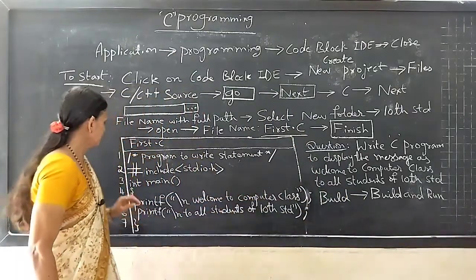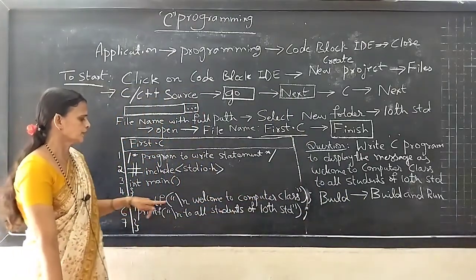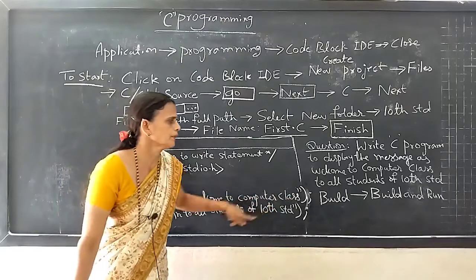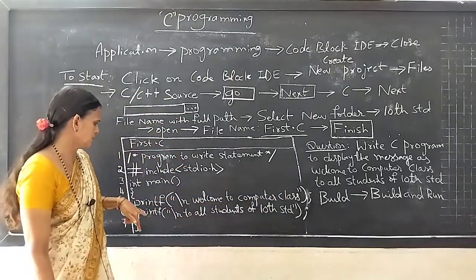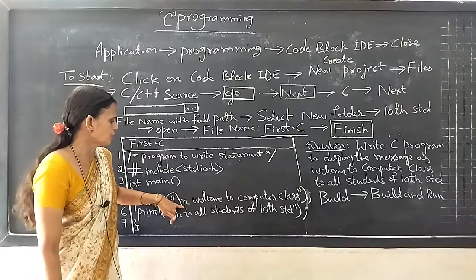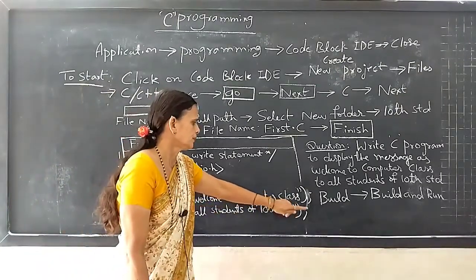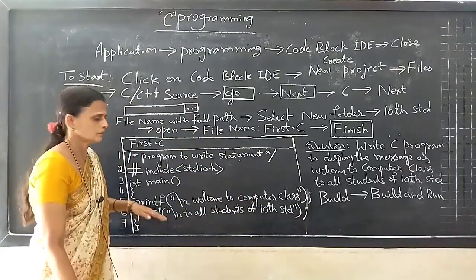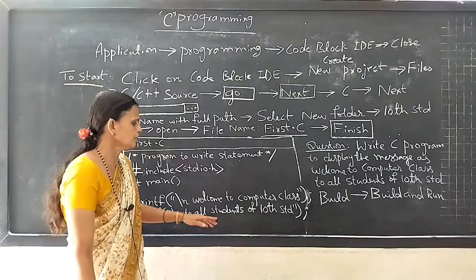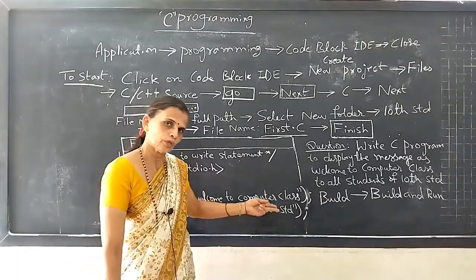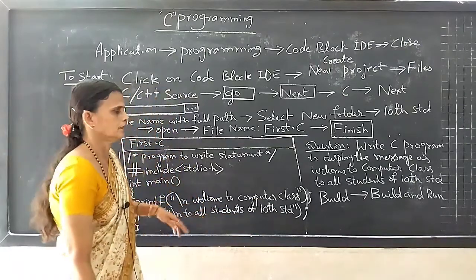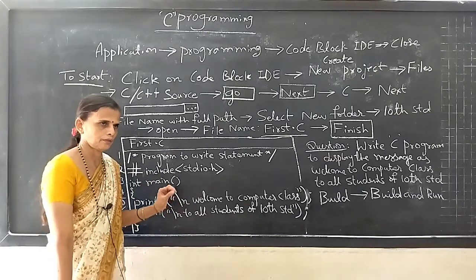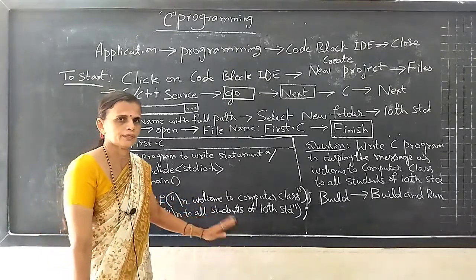Understood? So, why do we write printf? printf is to get the output. Whatever you wrote within double quotes, you will get as the output. And backslash n is used for splitting the lines. It moves to the second line or next line. Understood? This is a simple program in order to display a statement as the answer.